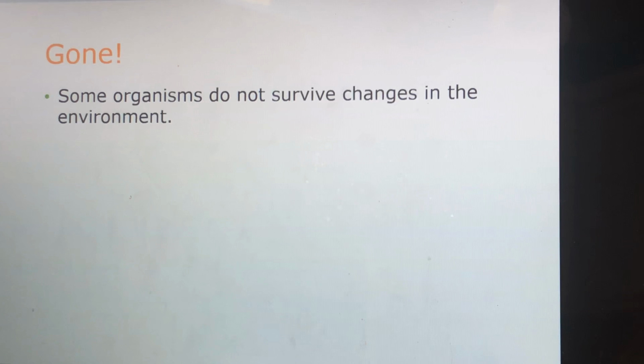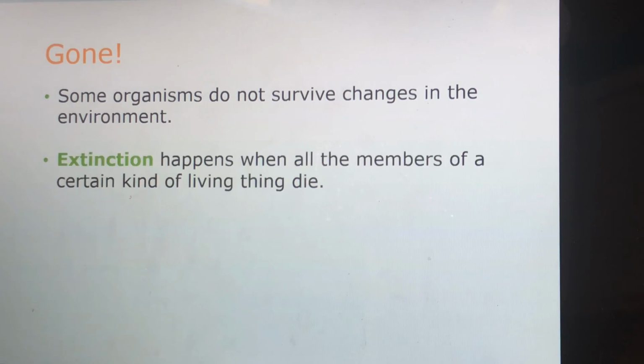Okay, so moving on, the next section is called Gone. So some living things change when their environment changes, and some living things move to new places. Others simply don't survive. So some organisms do not survive changes in the environment. Extinction. Extinction happens when all the members of a certain kind of living thing die.